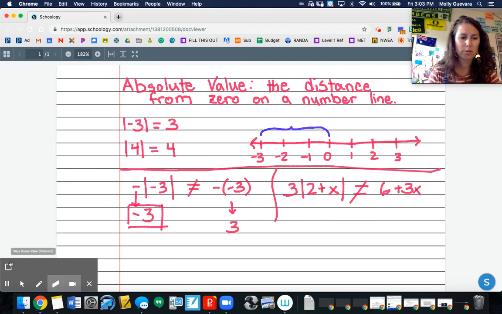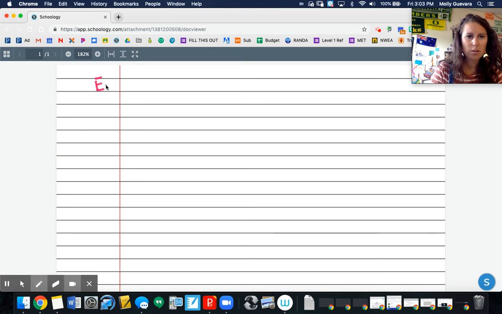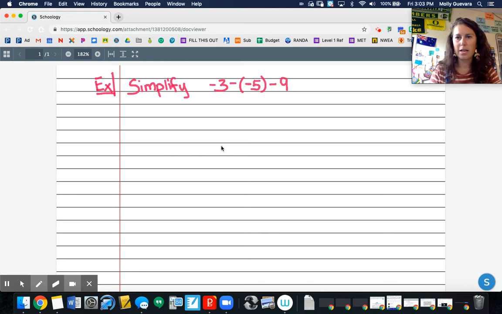So what we're going to do now is we're going to do 3 separate examples, and then we're going to be done. So not too bad here. My first example is I want to simplify -3 minus -5 minus 9. Holy moly, lots of negatives going on, right?